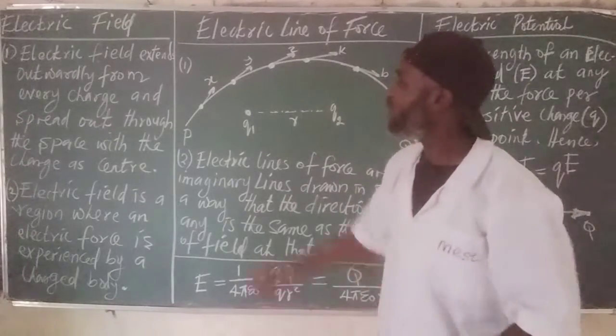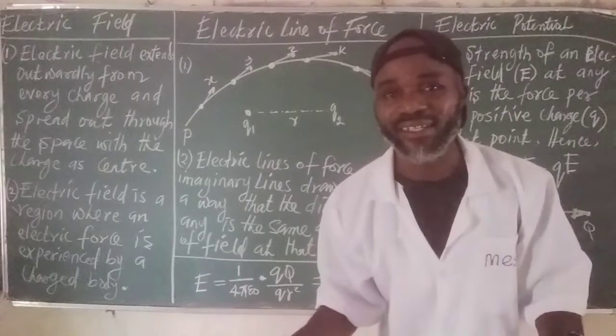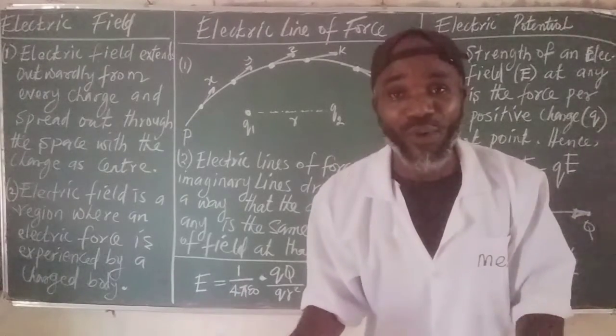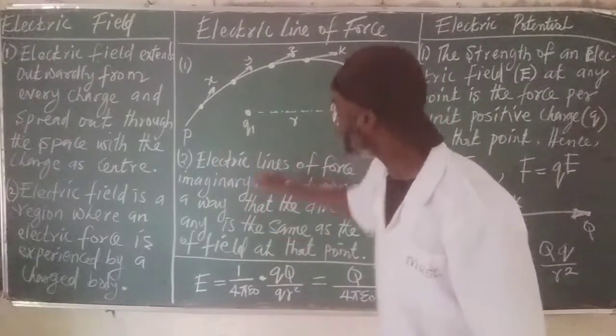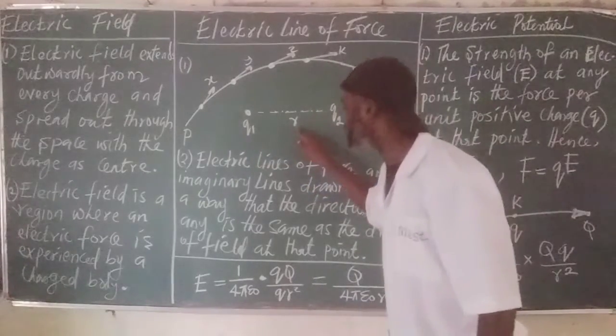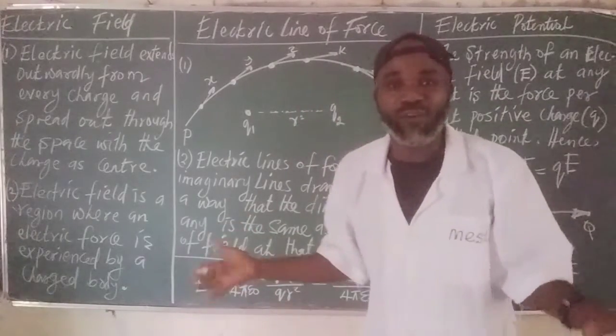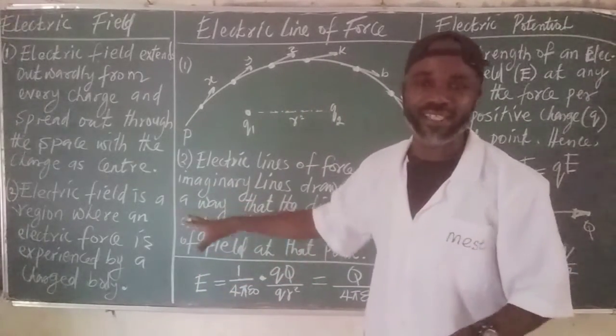And that is what Faraday was trying to propose an answer to. He was actually trying to propose an answer to this question: how can this Q1 affect Q2 within such a distance? All right? So the problem here is for us to understand these concepts and apply them.